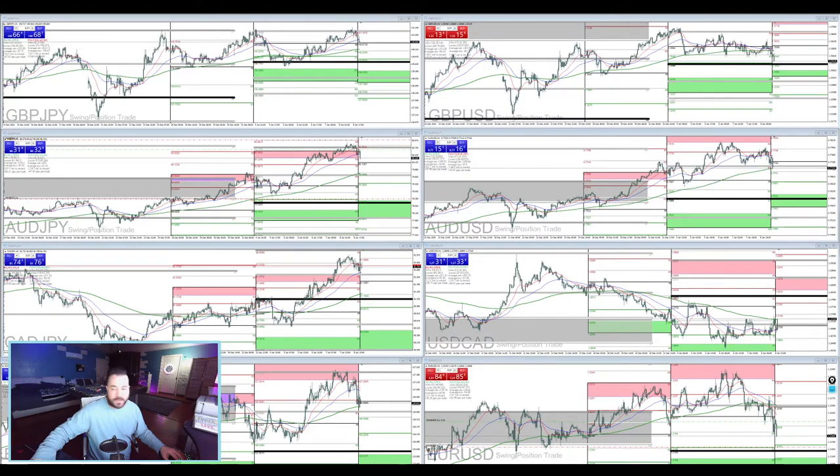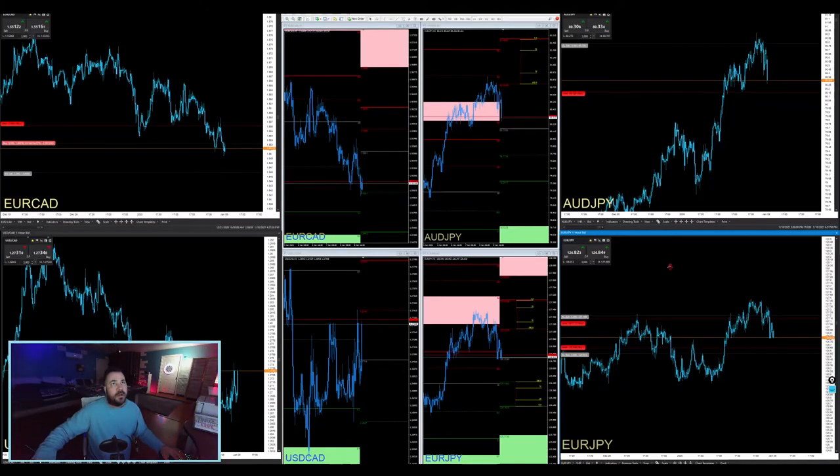It's 4:59. Let's go ahead and take a look at anything on the four horsemen. So I'm not getting anything on the Australian yen. I am in profit though on the swing trade, and still sitting at central pivot for the euro yen. Yeah, near break even right now for the euro CAD.